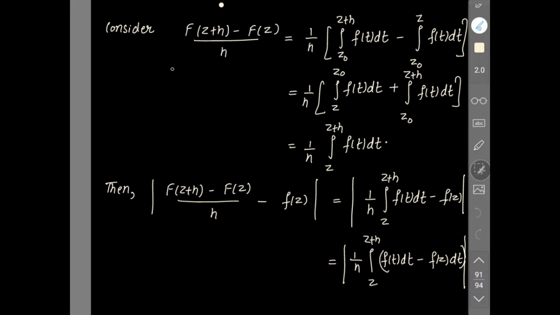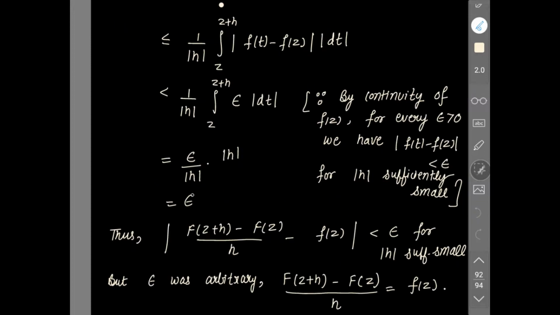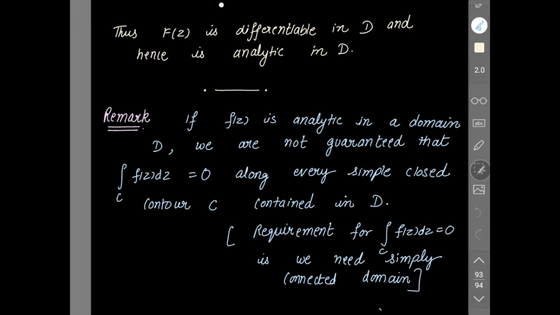So then we consider this function, F(z plus h) minus F(z), over h, and we solve this. Then we subtract f(z) from both sides, and then we'll get epsilon by using the definition of continuity of f(z), and then this whole thing is equal to f(z), and this is nothing but the first derivative of capital F(z). So thus F(z) is differentiable in D and hence is analytic in D, right?